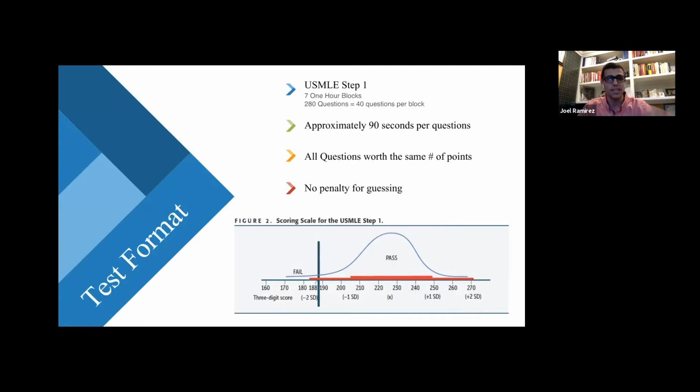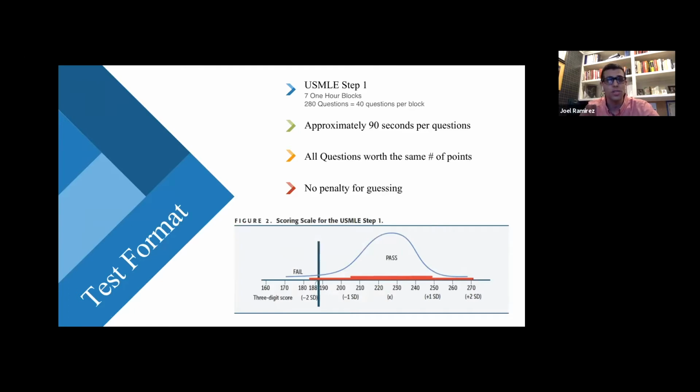So a little bit about the exam. This is probably the easiest information to get, but it is a long exam, a very grueling exam. There's 7 one-hour blocks, about 40 questions per block, which leaves you about 90 seconds per question. It usually makes for about an 8-hour day. Out of those 7 one-hour blocks, you then get an additional 15 minutes for a tutorial at the beginning, and then an additional 45 minutes of break time.